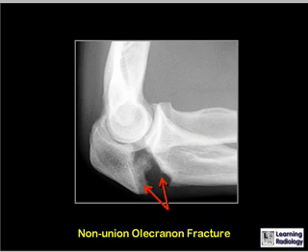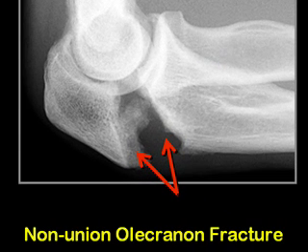And in this patient, with a previous fracture of the olecranon, the red arrows are pointing to the smooth and sclerotic margins of the edges of the fracture, which indicate the presence of non-union of the fracture.